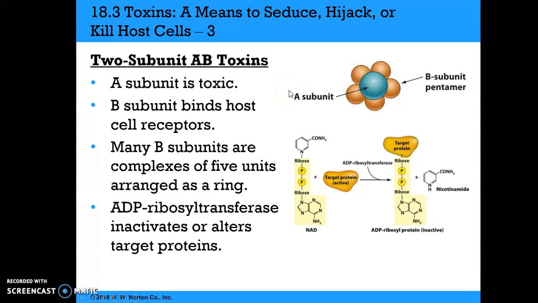Let's look at some of the details of some of these types of toxins. Specifically, a 2-subunit AB toxin includes a toxic A subunit and a B subunit that binds the host cell receptor. Many of the B subunits are complexes of 5 units arranged as a ring. The ADP ribosyltransferase inactivates or alters target proteins, and that is shown here in the graphic.